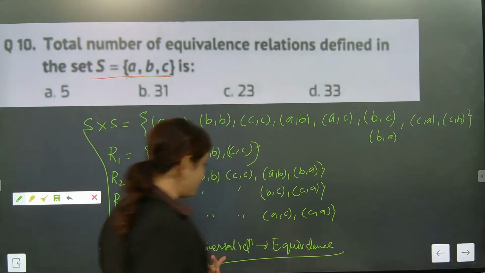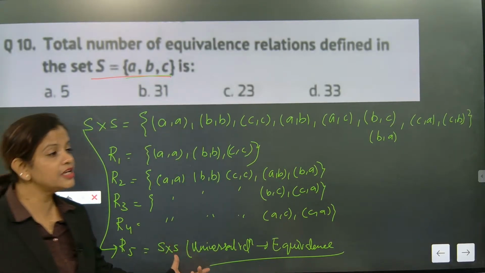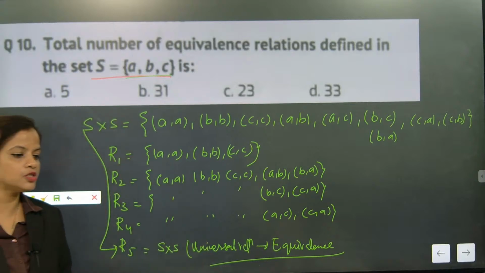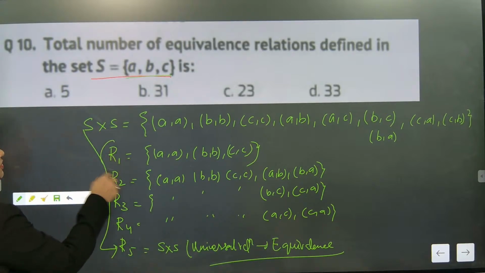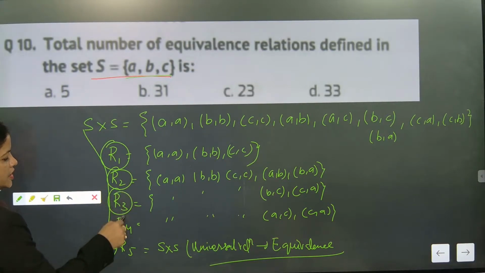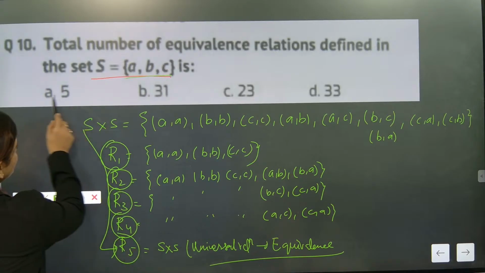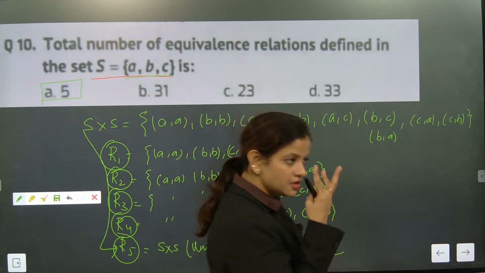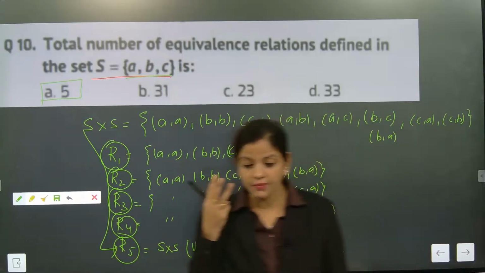I have given a very bold statement again. Universal relation is always equivalence. It will be reflexive also, symmetric also, and transitive. So how many relations possible? 1, 2, 3, 4, 5. So the number of equivalence relations is 5, when the set has 3 elements.